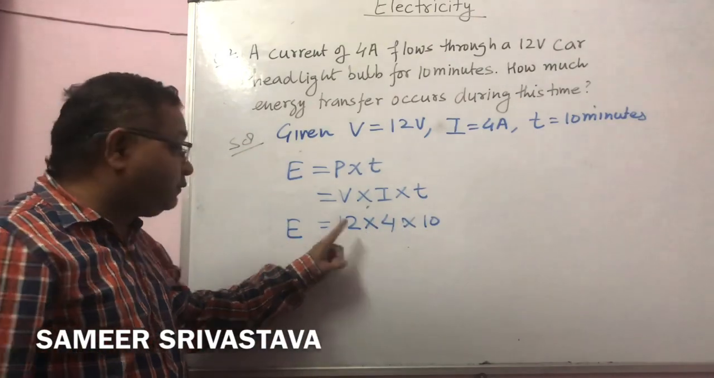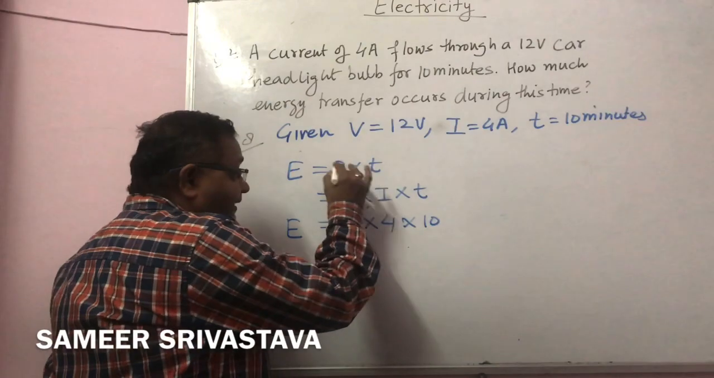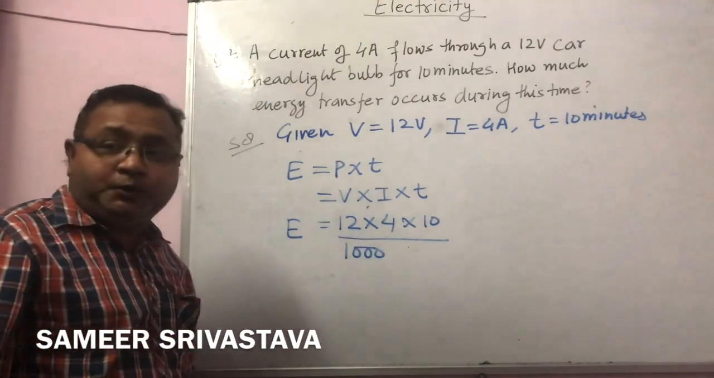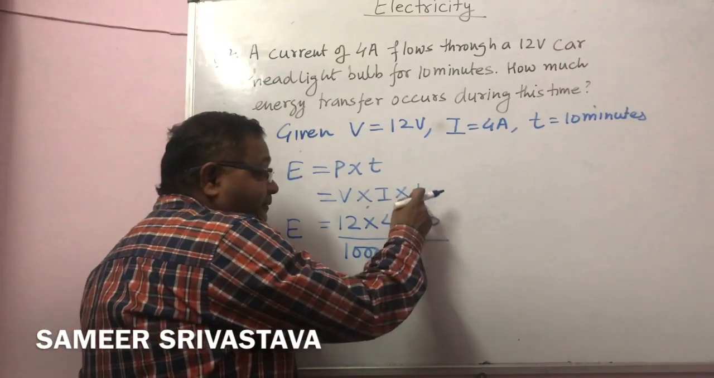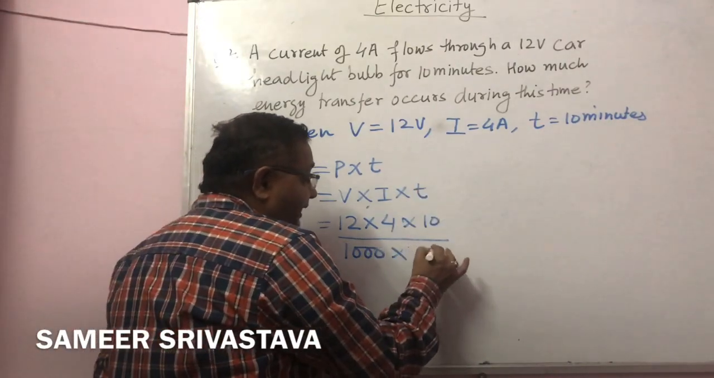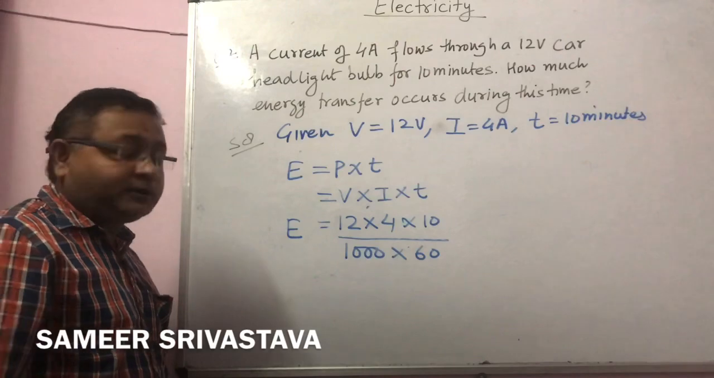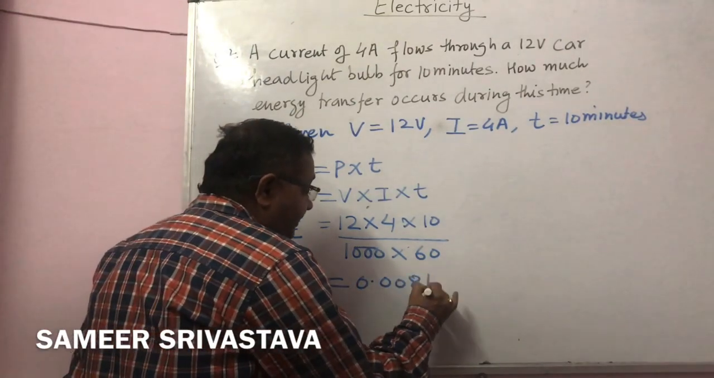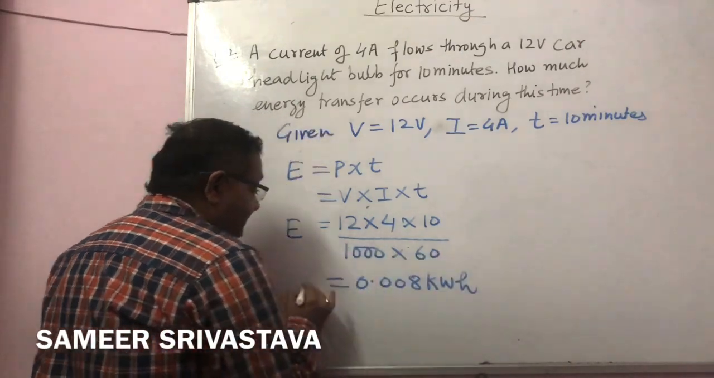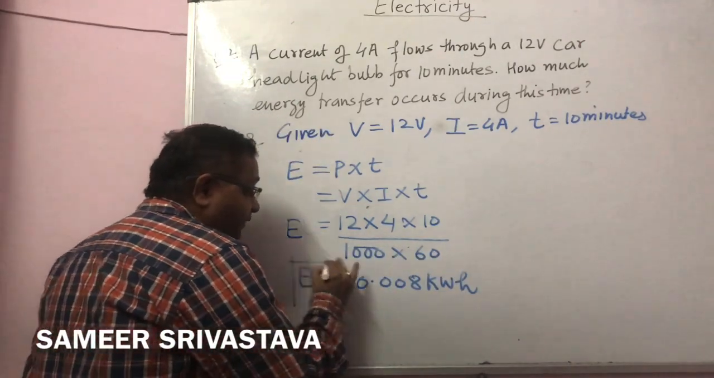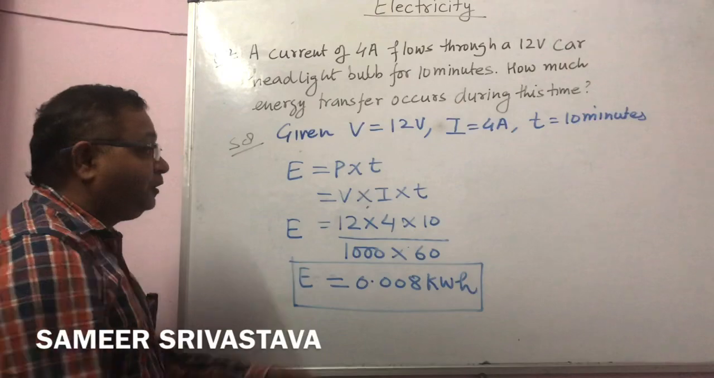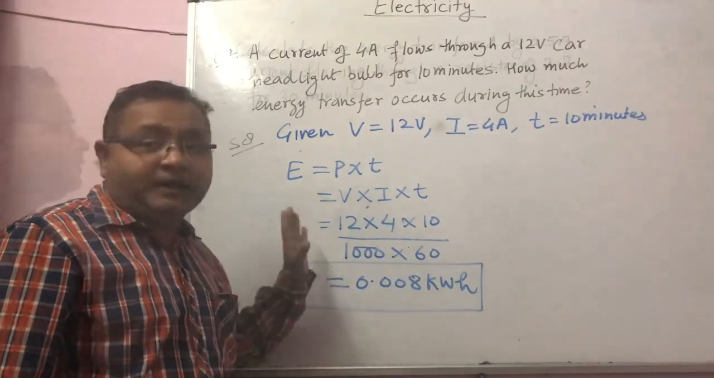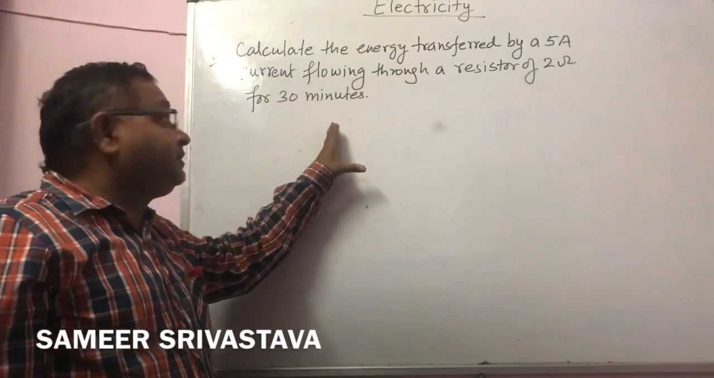Now, if we want to convert this value into kilowatt hour, so what do we do? Here the power comes in watt, so divide by 1000 to convert it into kilowatt. Here the time is in minutes, so convert it into hour, divide by 60. Now your answer comes 0.008 kilowatt hour. This much energy is transferred during that time of 10 minutes. 0.008 kilowatt hour. Understand?